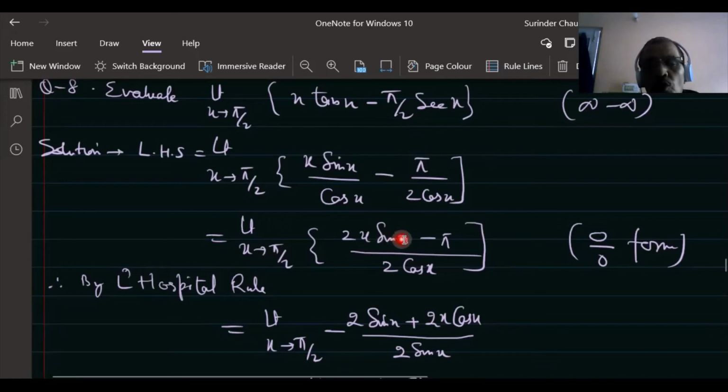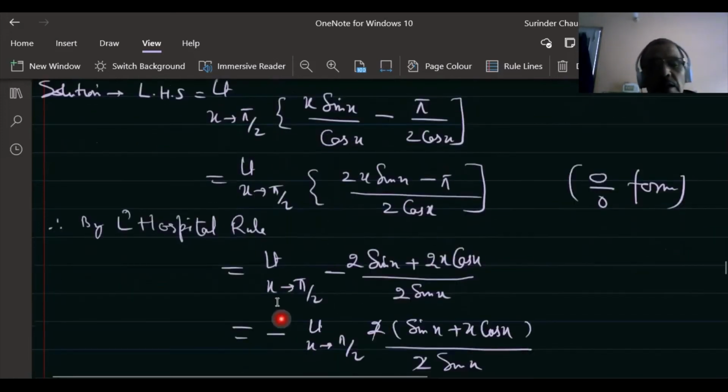Sine pi by 2 minus pi upon 0 gives the 0 by 0 form. So it is zero by zero. Now we can apply L'Hospital's rule to solve this. Evaluate this indeterminate form. Limit x approaches pi by 2. Now differentiate the numerator.